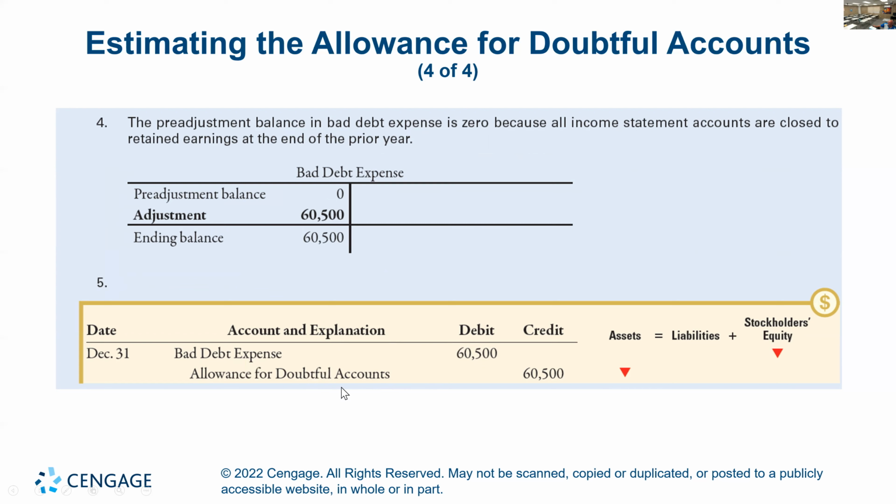The main difference here between this and the percentage of sales method is that when you do the percentage of sales method, what you calculate is the number that you use in your journal entry. Okay, when you do the aging method, the number you find is your ending ADA account balance. So then you've got to go one more step to actually figure out what your journal entry is.